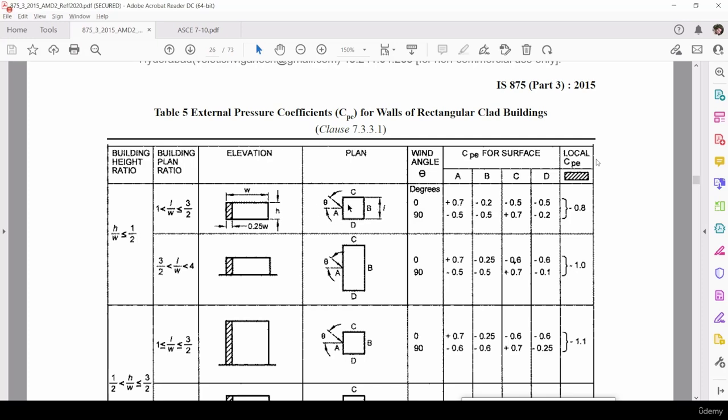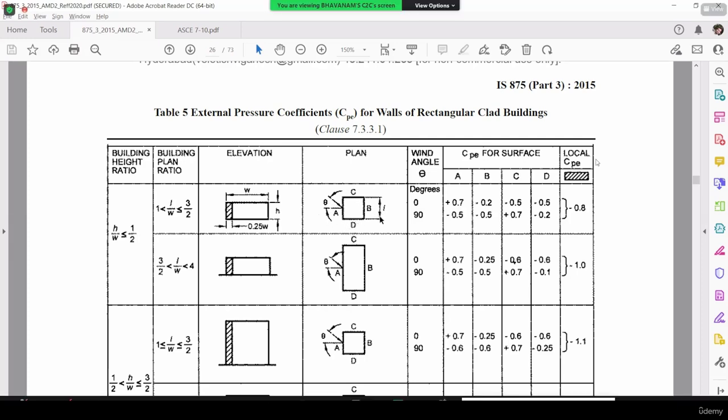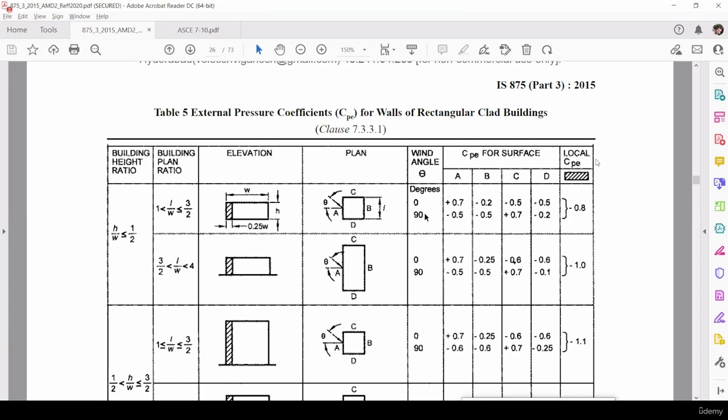Not only if the wind acts in A and B direction, there will be A and B only. If the wind acts in C and D direction also, there will be some pressure exerting on A and B surfaces, right? So for 90-degree wind, we have to use the maximum or critical one from these two A and B surfaces. Generally we will use only one case, but here you can see minus 0.5, minus 0.5, both are the same. If both are different, we have to use the critical case only.